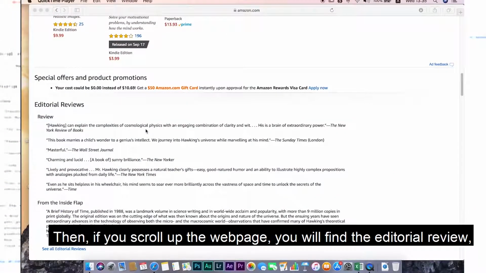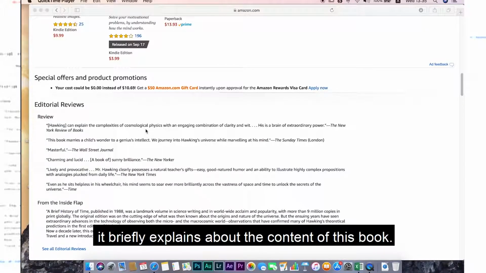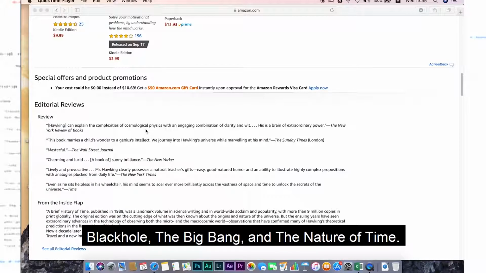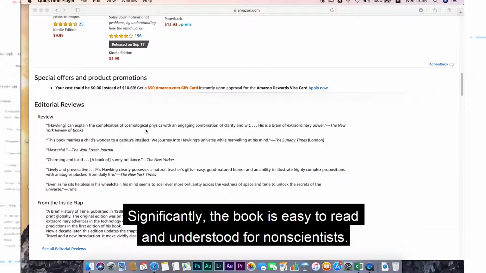Then, if you scroll up the web page, you will find the editorial review. It briefly explains the content of this book. It states that Hawking reveals the answers related to the universe, such as gravity, black holes, the Big Bang, and the nature of time. Significantly, the book is easy to read and understand for non-scientists.